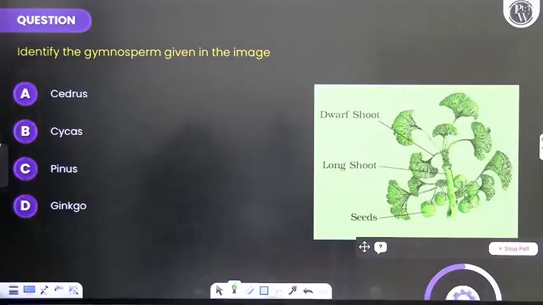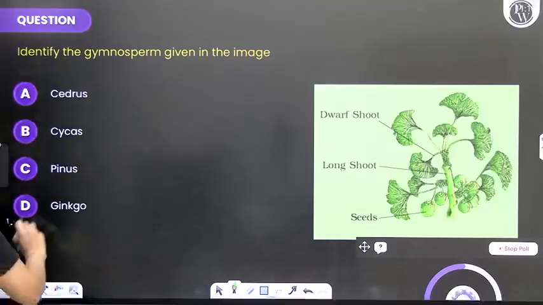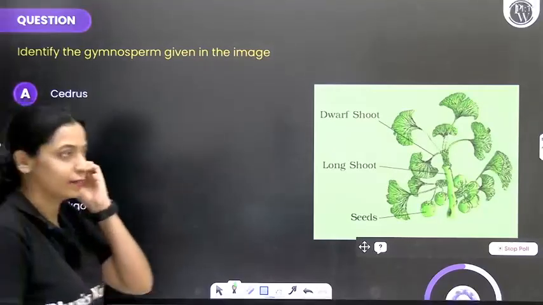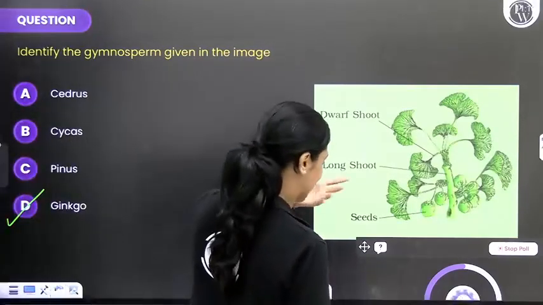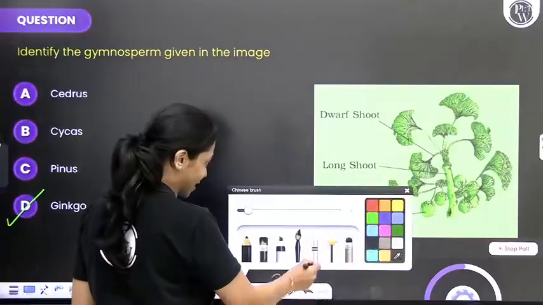There is this image in NCERT, but there is no description of that. This is called Ginkgo biloba. Ginkgo. My professor taught me as Ginkgo, that's how I pronounce it. But actually I think it's Ginkgo biloba.